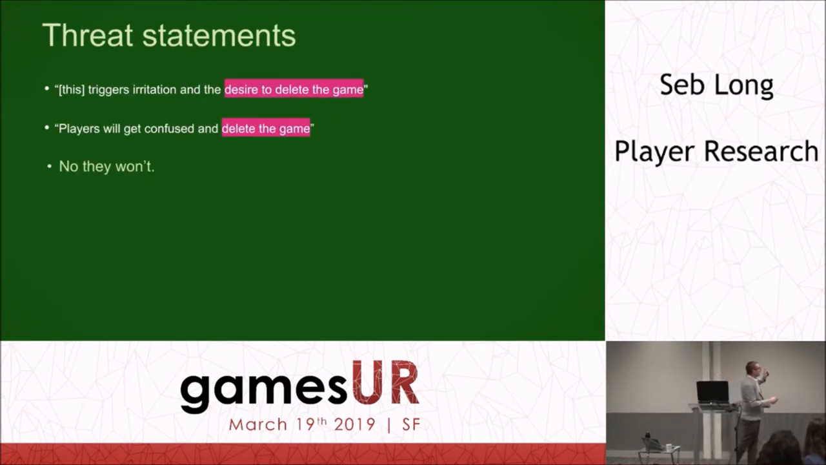a few of the reports contain what I'm going to call threat statements. Things like, exactly this: the such and such issue will irritate the player and they're going to delete your game. Players will get confused and they're going to uninstall your thing. No, they won't. They absolutely won't. This isn't how players work. So first of all, no, they won't. Secondly, this is a perfect example of information that you shouldn't include. This is an assertion about players' emotion that an expert review has no objectivity to provide.